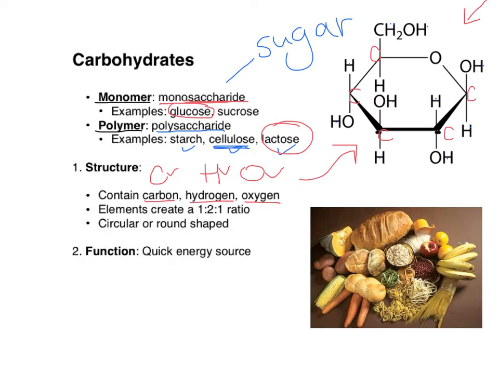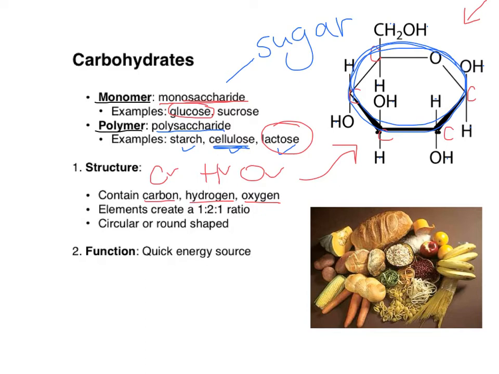So keep those in mind, as sometimes if you can't recognize something, it helps to count up the elements, especially for carbohydrates. So the last thing under structure is that carbohydrates form a circular or rounded shape. I know that's not a perfect circle, but it gives that rounded shape when they bond together in most cases.